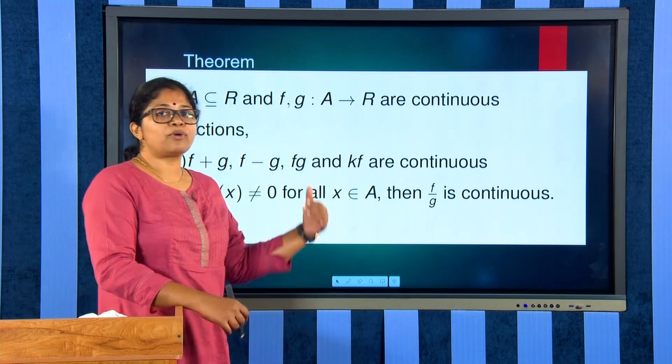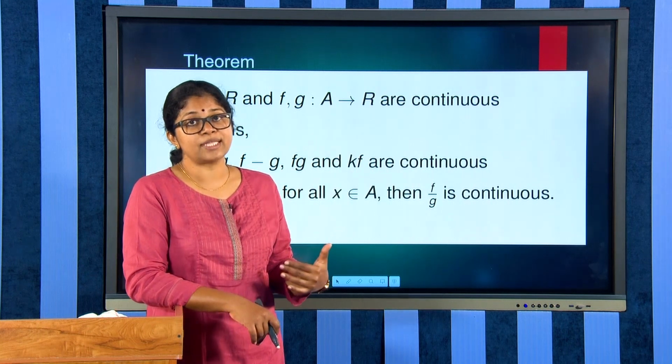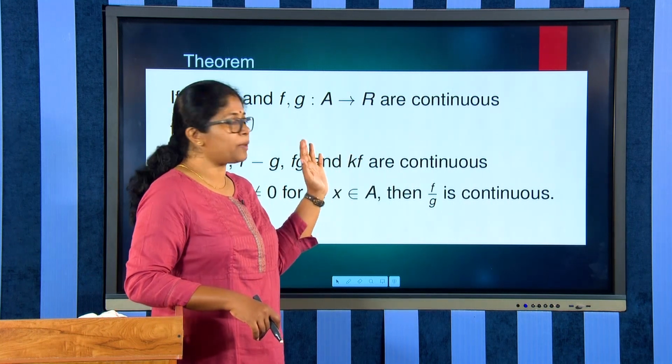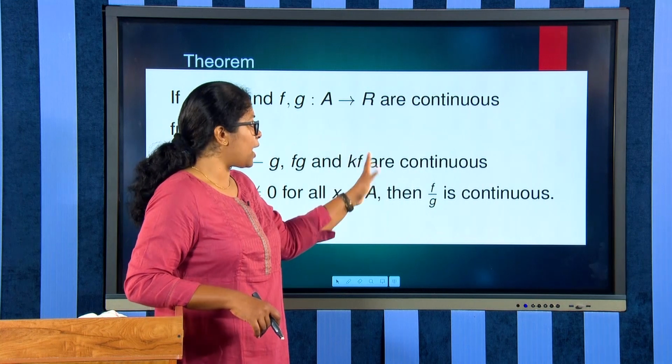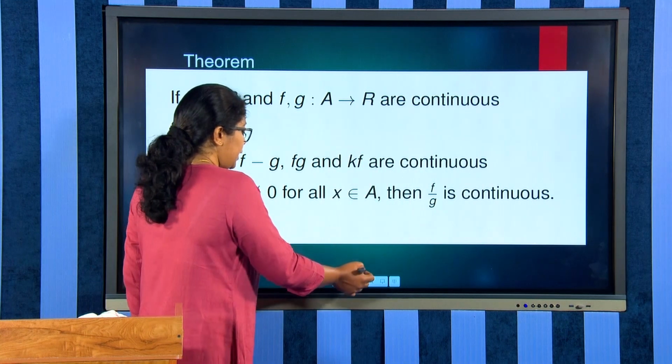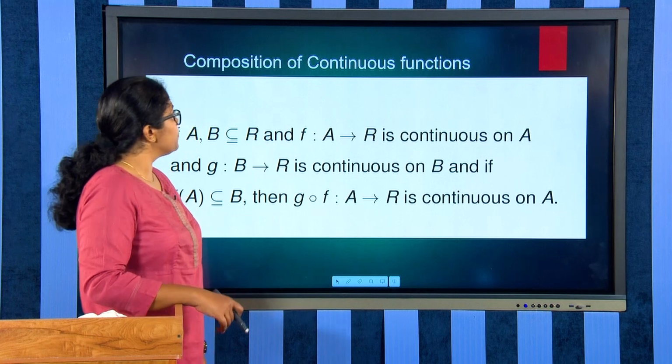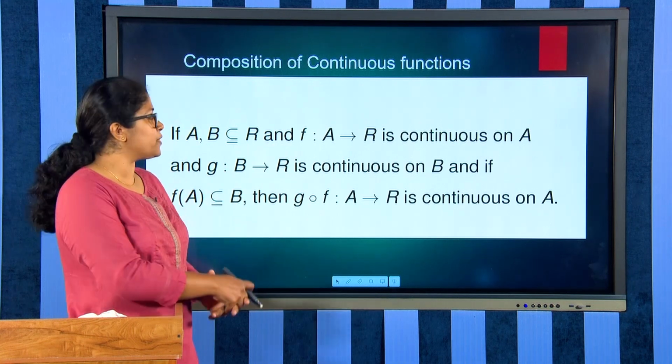The proof actually follows from the algebra of limits that we have discussed. It follows by using the triangle inequality and so on. Then we have the next result, composition of continuous functions.